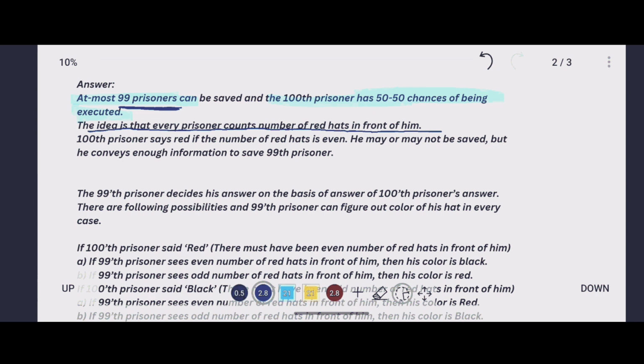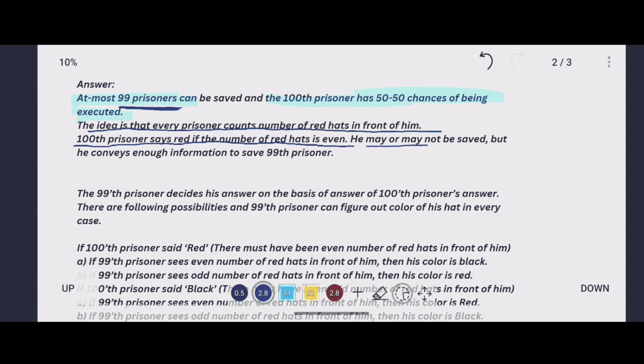Okay, and if that number is even, okay, it means if the total number of red hats in front of me is even, then what I have to do, I have to say red. It means the 100th prisoner says red if the number of red hats is even. Now in this case, there is a possibility that I might get saved or I might not get saved, because when I will say red, I don't know whether the color of my head is red or black, but I have conveyed enough information for the 99th prisoner.